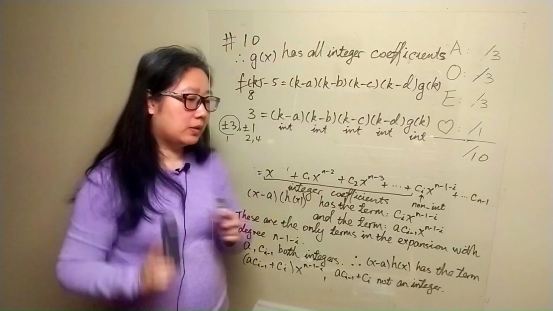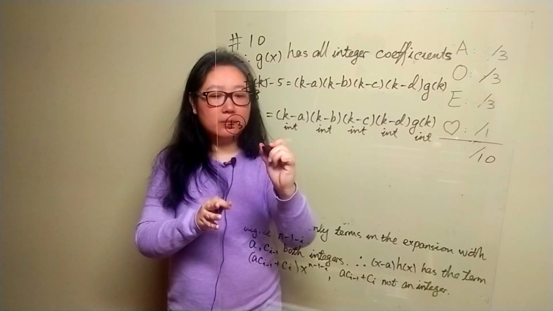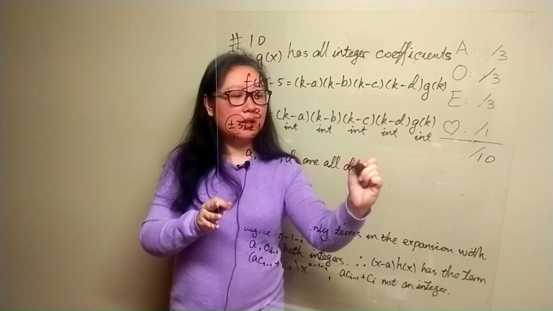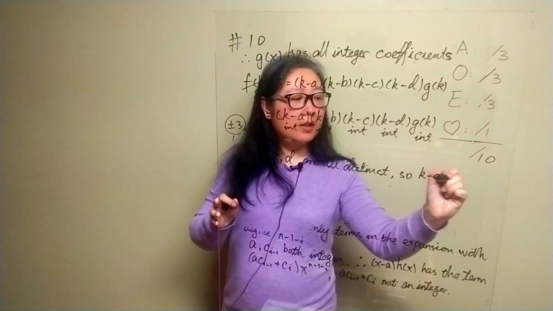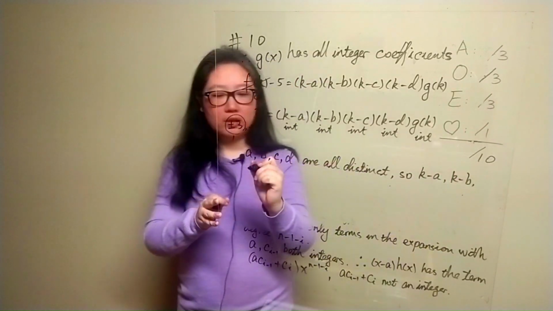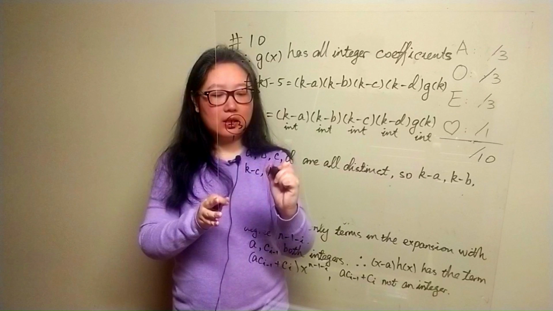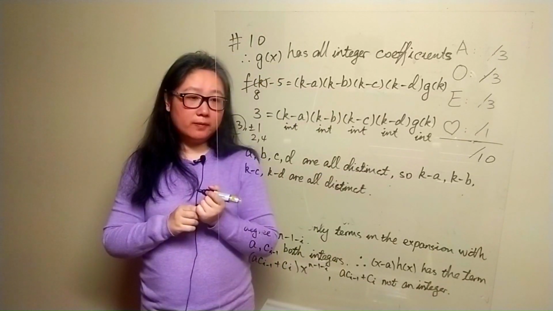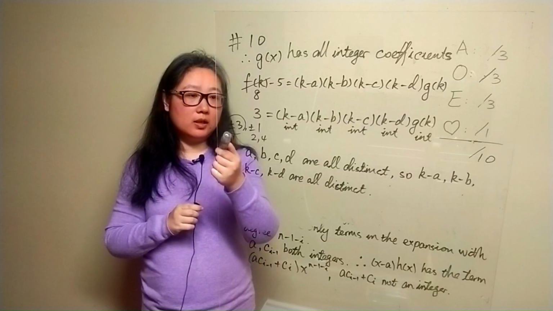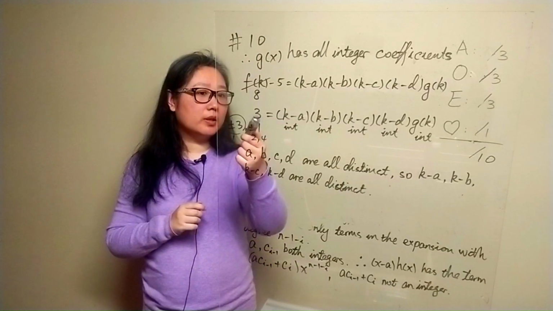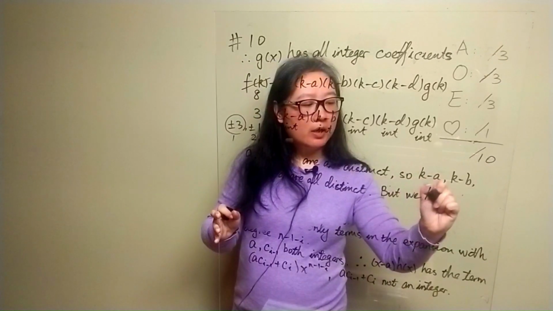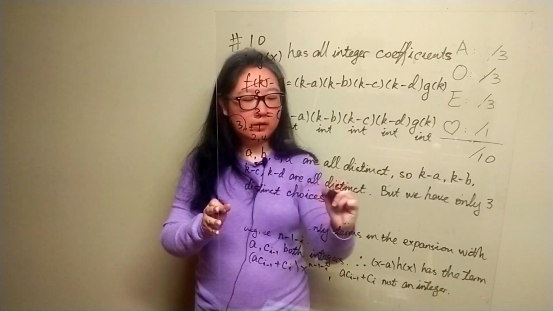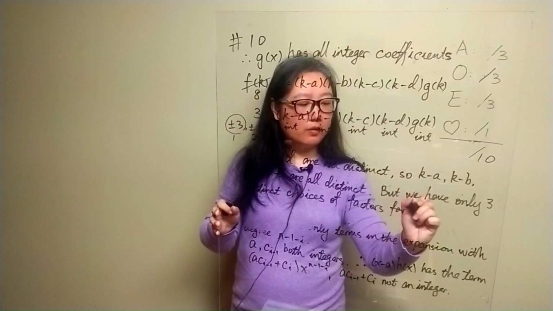Oh, okay, but a, b, c, and d are all distinct. So k minus a, k minus b, k minus c, k minus d are also all distinct. But the choices of factors are only one of these and 2 of these, plus or minus. But we have only 3 distinct choices of factors for 3.